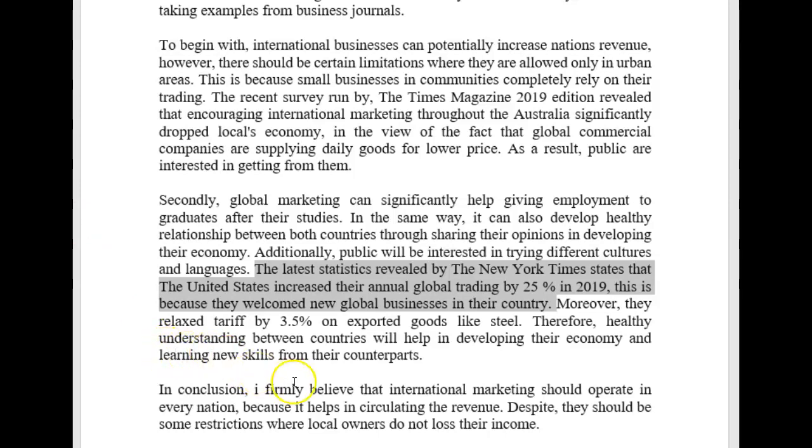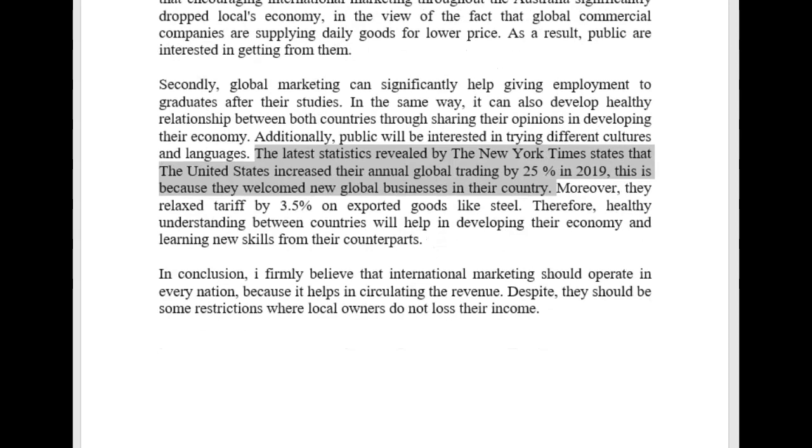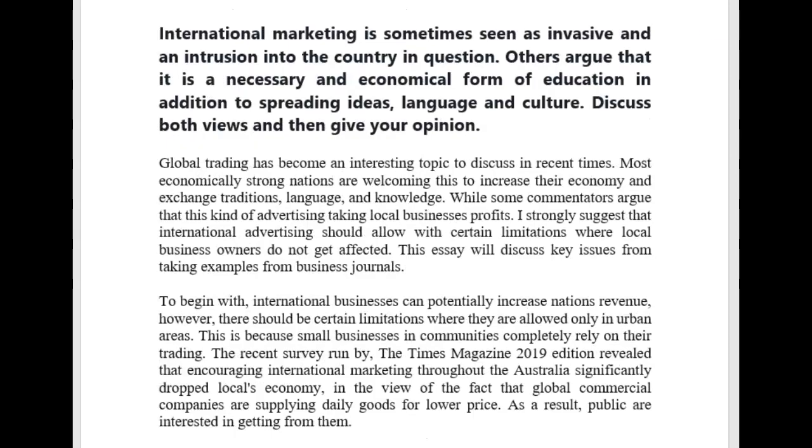In conclusion, I firmly believe, capital I, that international marketing should operate in every nation because it helps in circulating the revenue. Not despite. Despite has very specific grammar, and so I want you to be careful with it. It's not used like this. However, there should be some restrictions where local owners do not lose, L-O-S-E, their income. Now, again, this goes back exactly to what I was saying. We're not concerned with the income. They're not concerned with the revenue, and that's what you focused on here. This was the wrong focus.